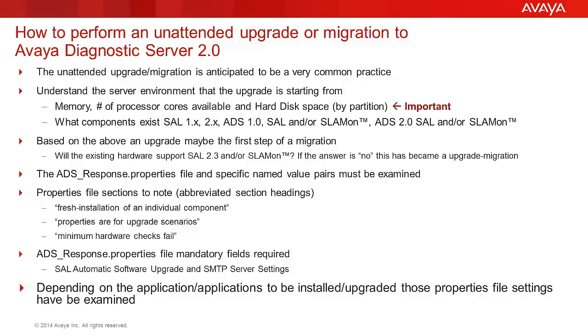The three properties file sections to note are fresh installation of an individual component, properties for upgrade scenarios, and minimum hardware checks fail. The section abbreviated here as fresh installation of an individual component is used to add a second ADS 2.0 component if its partner already exists. The sections abbreviated here as properties for upgrade scenarios and minimum hardware checks fail are used to address what pieces are to be installed/upgraded and the various conditions where the server hardware does not meet recommended values, respectively.